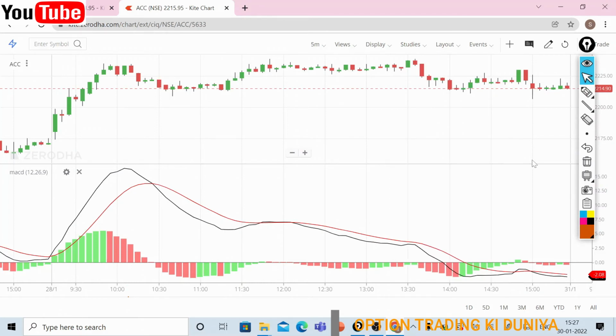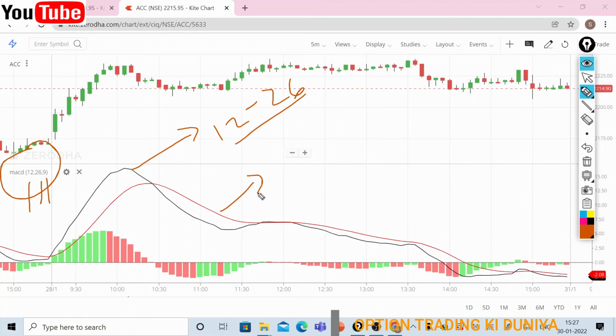Now let me come to the crossovers. So MACD: 12-day exponential moving average, 26-day and 9-day. This MACD line is black in color. It is based on the difference between the 12-day and 26-day exponential moving averages. Then we have the red line. It is the 9-day exponential moving average. So by now you would have understood. Now let me come to the crossovers.